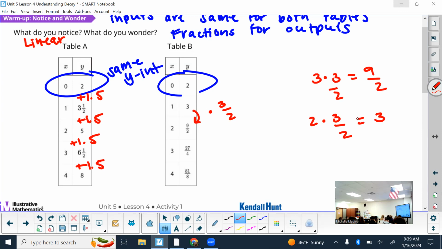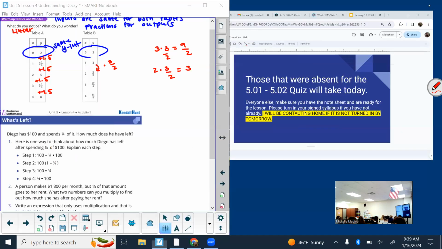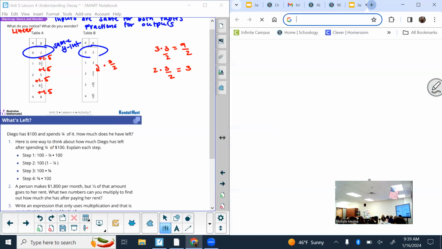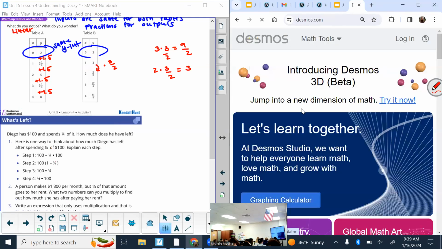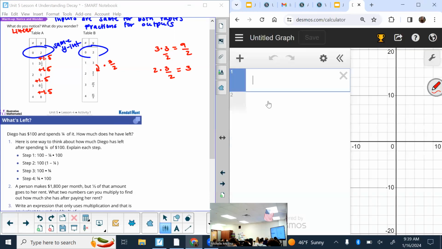Do you guys know how to check things in your calculator also? I know fractions aren't probably your favorite, but they're really not that hard. And if they are that hard for you, use a calculator. If you are using a calculator for this, I do recommend that fractions go in parentheses, like this. But yeah, 2 times 3/2 is 3, so that works there.